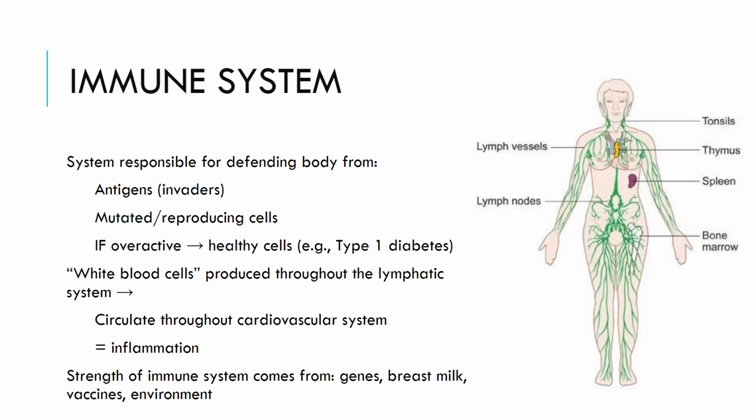Again, not to say that kids who grow up in homes without dogs are screwed, much like the whole breast milk thing. It's just kind of one factor and one example as to how the environment can introduce antigens and help to train up that immune system.